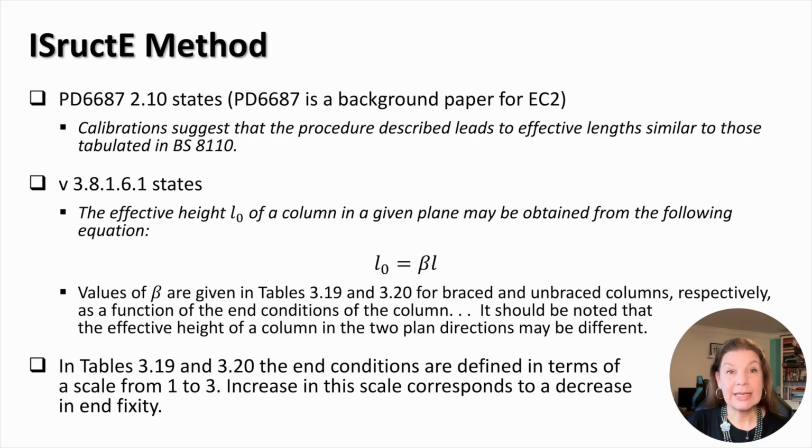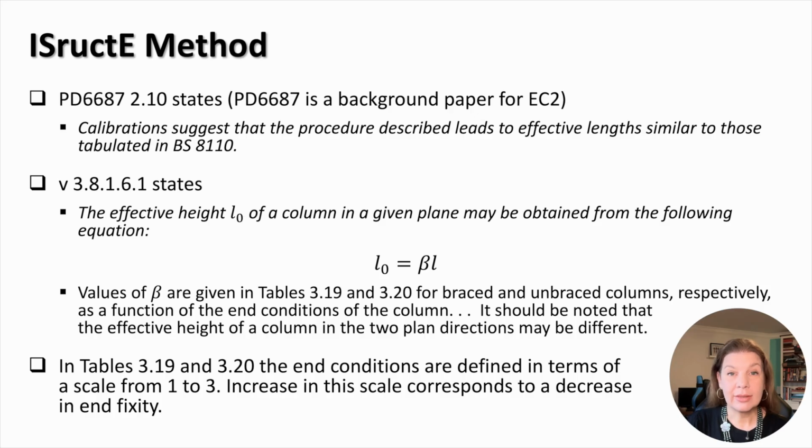According to PD 6687, which is a background paper to Eurocode 2, the column effective height can be found using the method described in BS 8110. In this method, the effective height of a column in a plane considered may be obtained by factoring the original column length. The values of this factor are given in tables 3.19 and 3.20 of BS 8110 for both braced and unbraced columns as a function of end conditions.